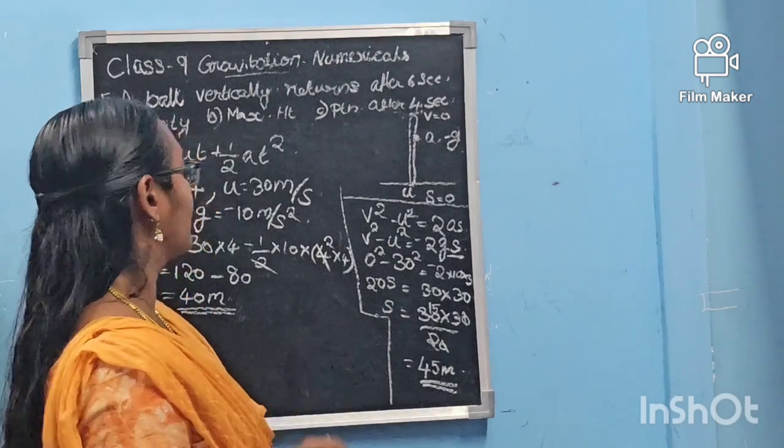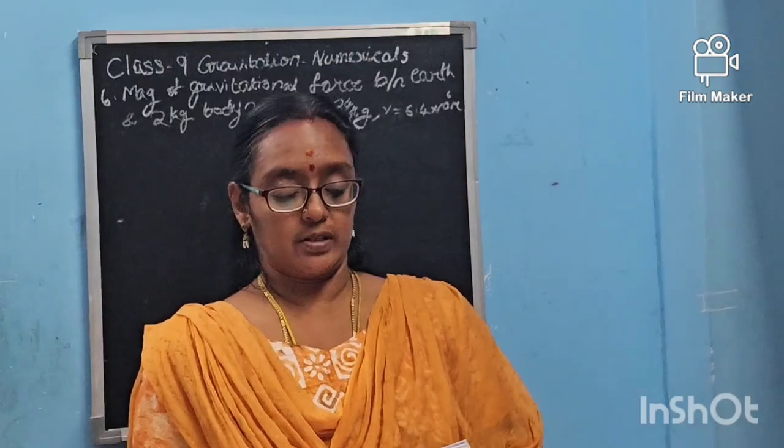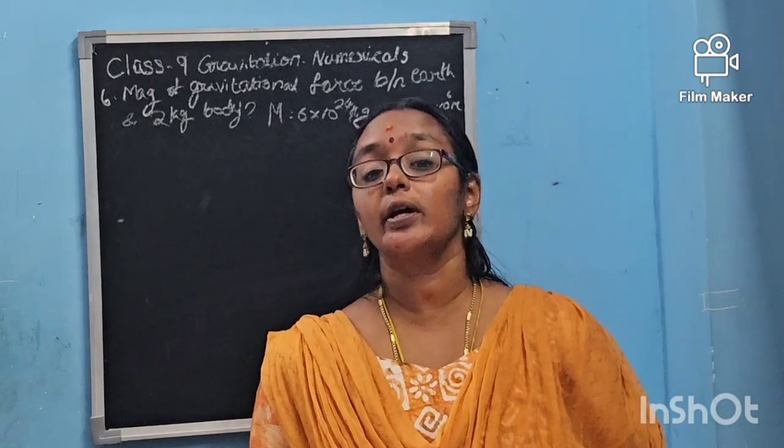Okay? Now we are moving quickly to the 6th one. Here's now the 6th question. What is the magnitude of the gravitational force between Earth and 2 kilogram object on its surface? What is the magnitude is the question, between the Earth and 2 kilo object.